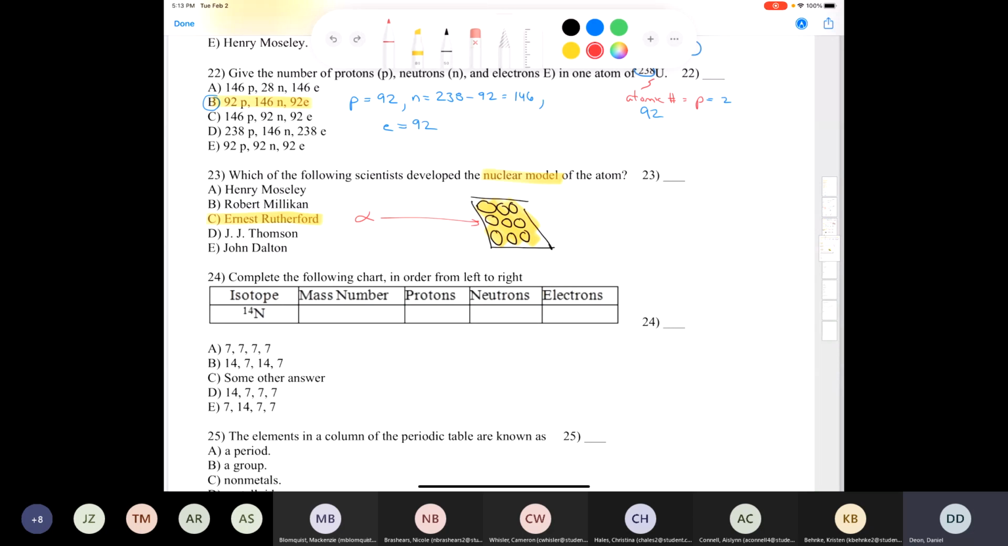His famous paper said it was like firing a cannonball at a piece of tissue paper and the cannonball bouncing back at you. And the reason why some of these alpha particles deflected back is because there is a nucleus, and some of the alpha particles actually hit the nucleus. And so it was Ernest Rutherford who did the famous gold foil experiment.